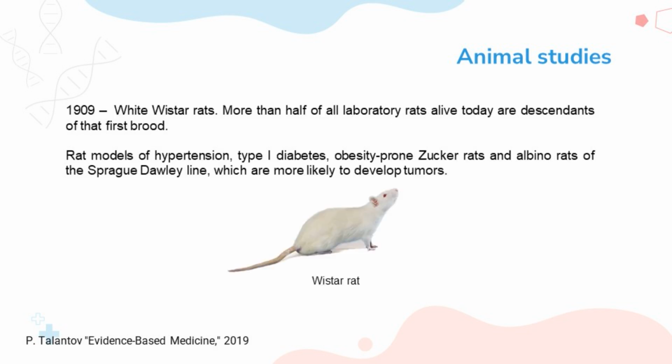In 1909, the first white Worcester rats were bred for laboratory research. Today, more than half of all laboratory rats are descendants of that original group. Over time, different rat models have been developed for medical research. These include hypertension models, type 1 diabetes models, obesity-prone Zucker rats, and albino Sprague Dawley rats, which have a higher tendency to develop tumors.